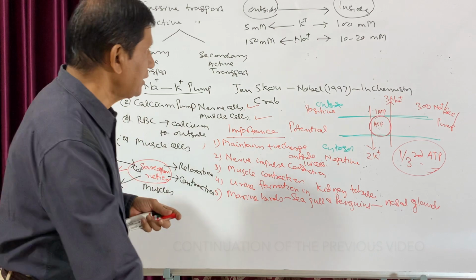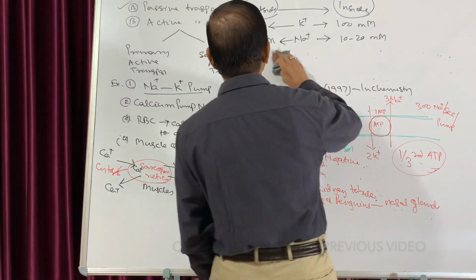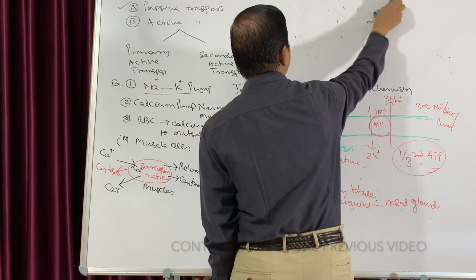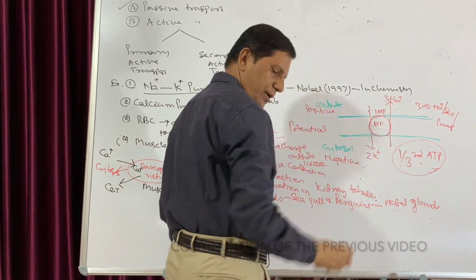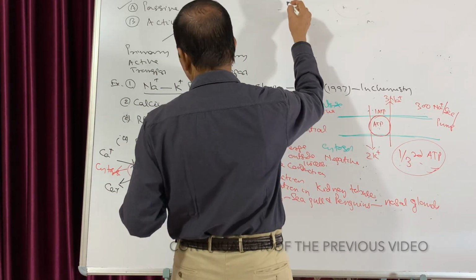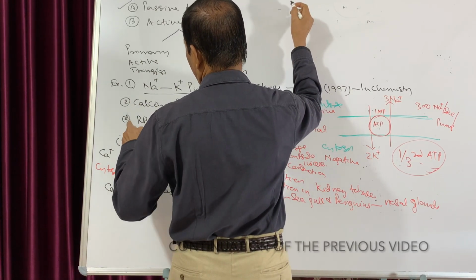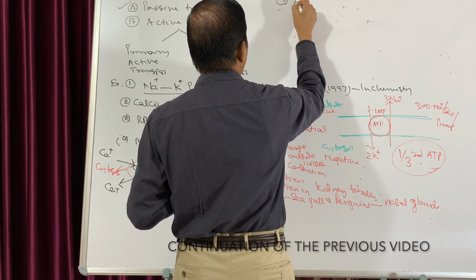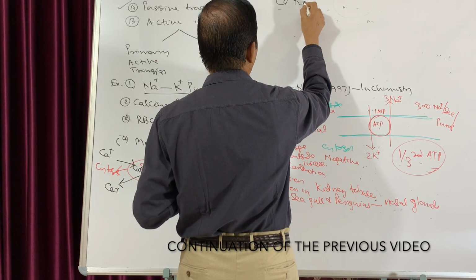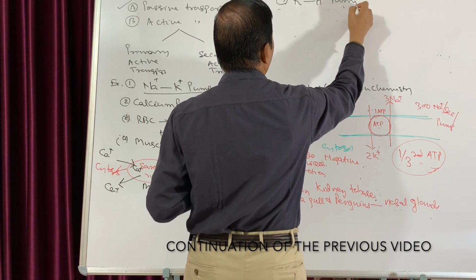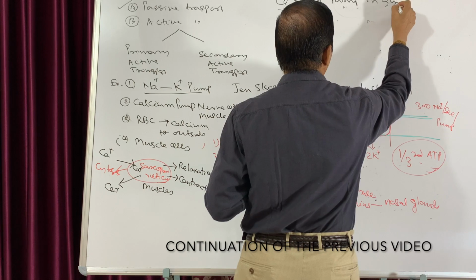Now let us discuss one third example also. The third example we can take is that of the potassium and hydrogen pump in guard cells.